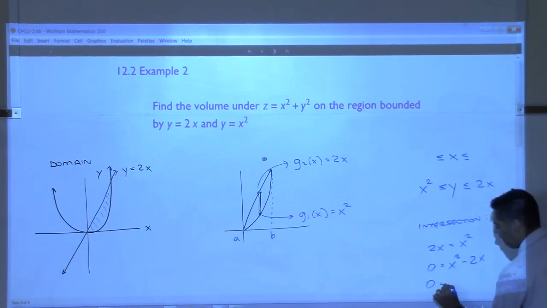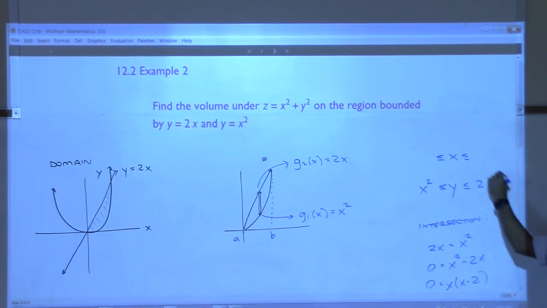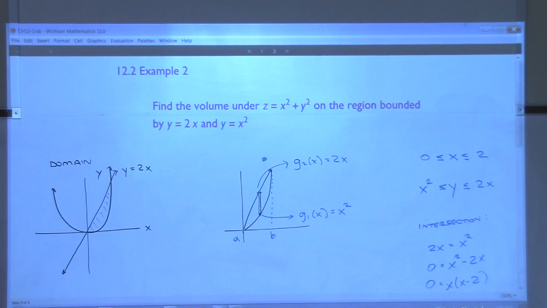So this is where we get our two solutions, 0 and 2, right? So 2 here and 0 here. All right. So now what we do is we set up the double integral. All right?